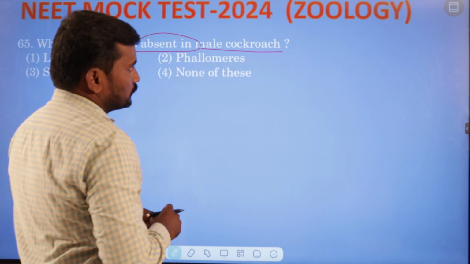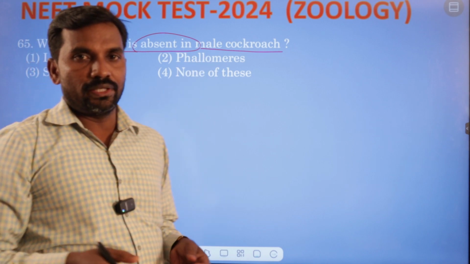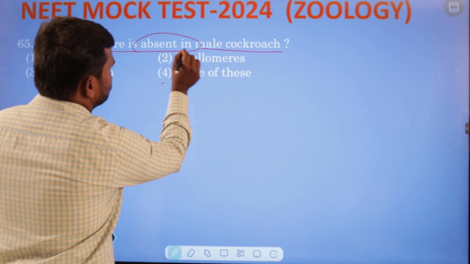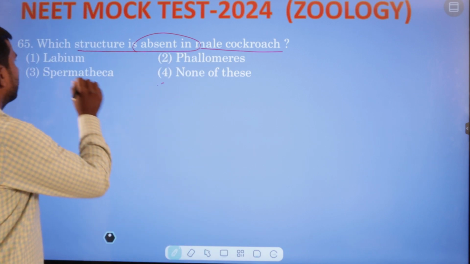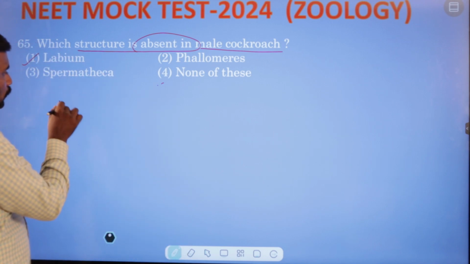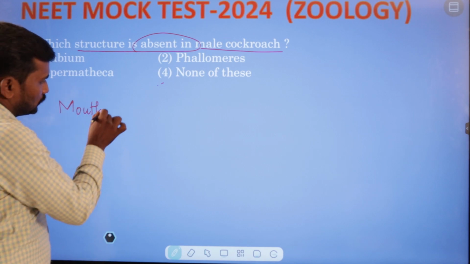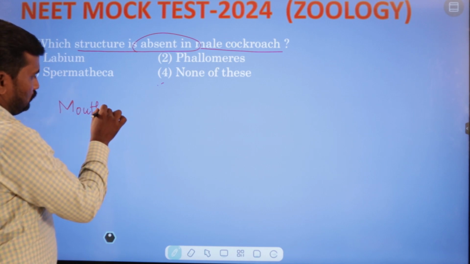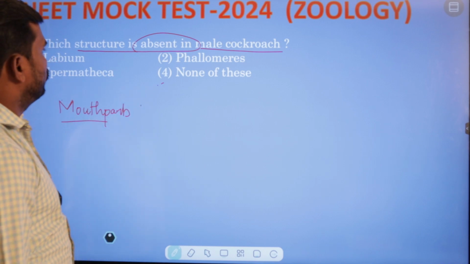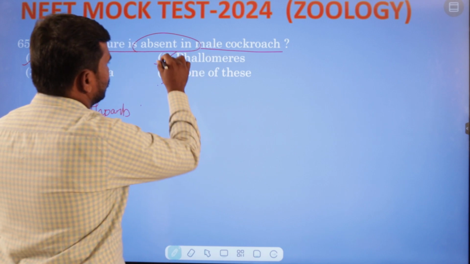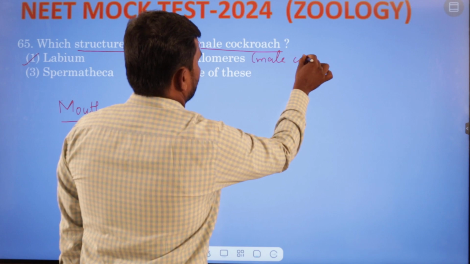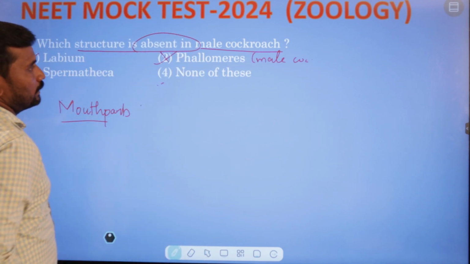The scientific name of the cockroach is Periplaneta americana. This is always called the American cockroach or ship cockroach. The question is, which peculiar character is absent in the male cockroach? This is the labium, a mouth part, which is the common character of both male and female. The phallomere is the exclusive character of only the male cockroach. The labium is also present in the male cockroach.